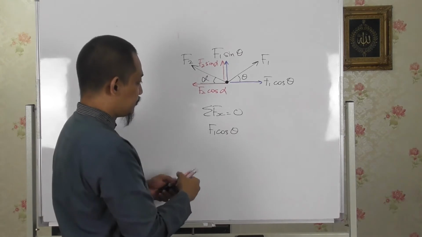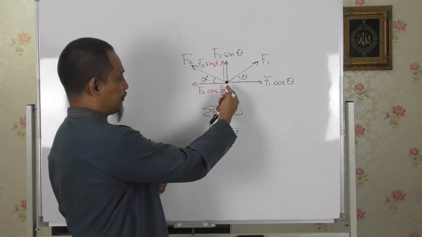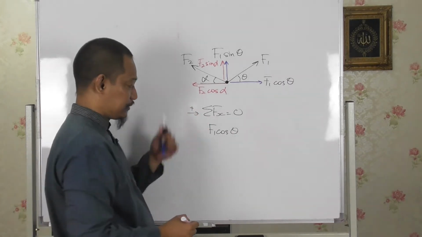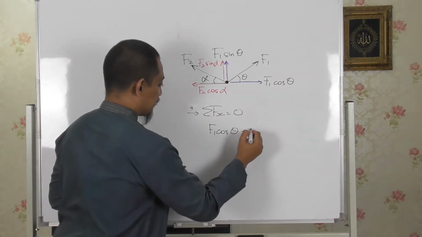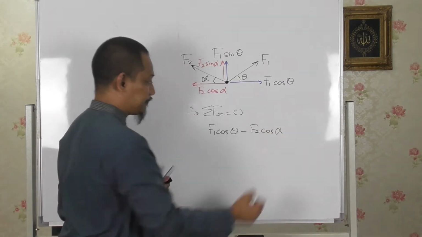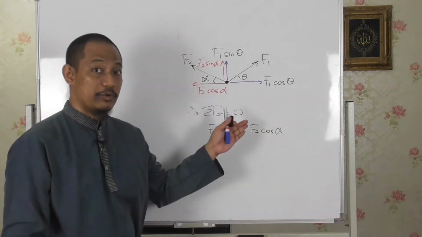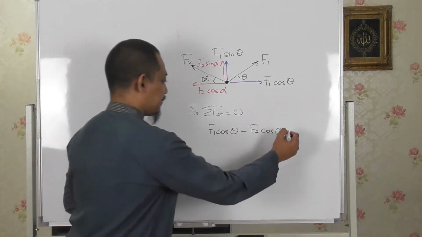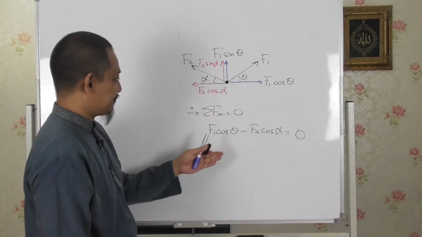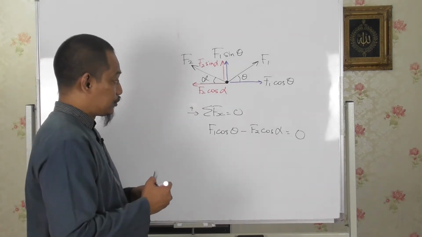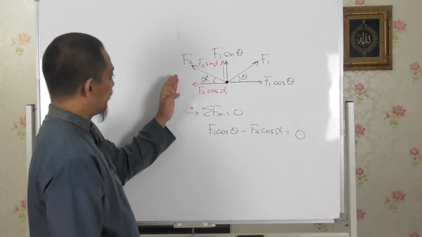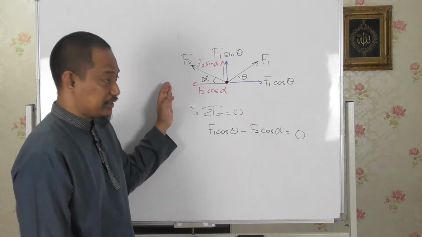And because for Fx it will be in the negative direction, if we take positive to the right for this example, it will be minus F2 cos alpha. And if these are the only forces that exist there, equal to 0. Obviously this is not equilibrium, but just an example, right? So when I look at the equation and when I look at the free body diagram, it should correlate, right?